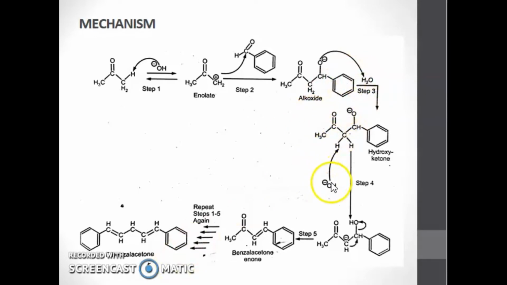this alkoxide takes up a proton from the reaction mixture, combining with the hydroxide ion to form water. That condensation type of reaction takes place, and after step 5 there is the formation of benzyl acetone enone. After repeating these five steps, the dibenzyl acetone molecule is formed. This dibenzyl acetone is a fairly innocuous substance and its spectral property indicates why it is used in sun protection preparations.